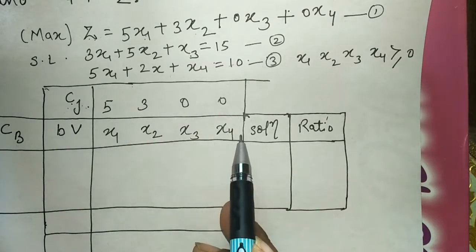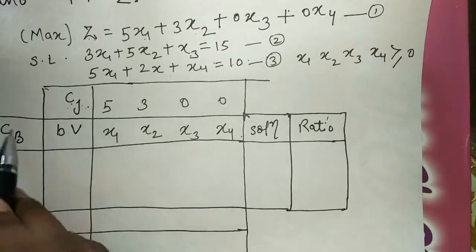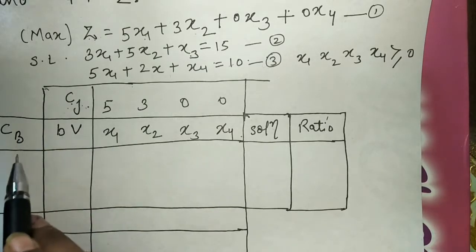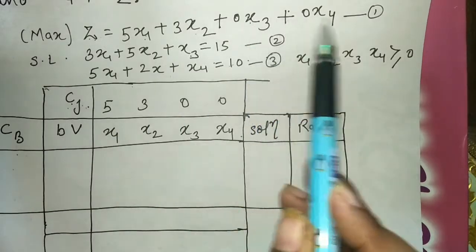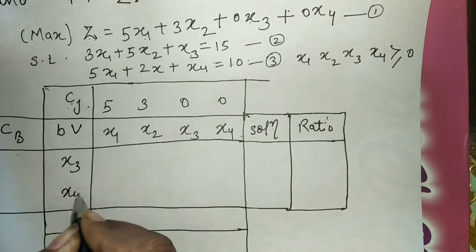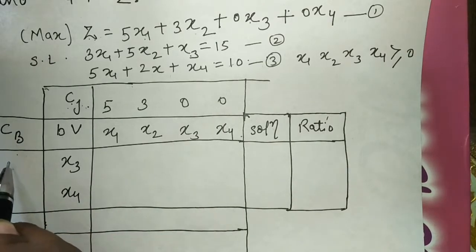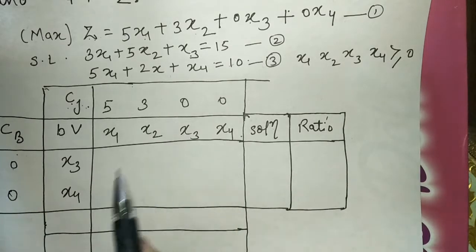These are the basic variables. Now what is Cb? Cb is the coefficients of two slack variables. Two slack variables x3 and x4. So variables are x3 and x4. Coefficients are 0 and 0. Here we will write the basic matrix.